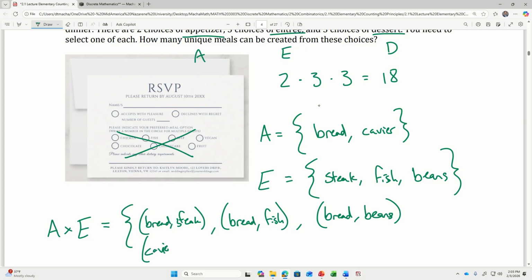Caviar. Caviar. I don't know how to spell that. Whatever. This is math. This is math class.